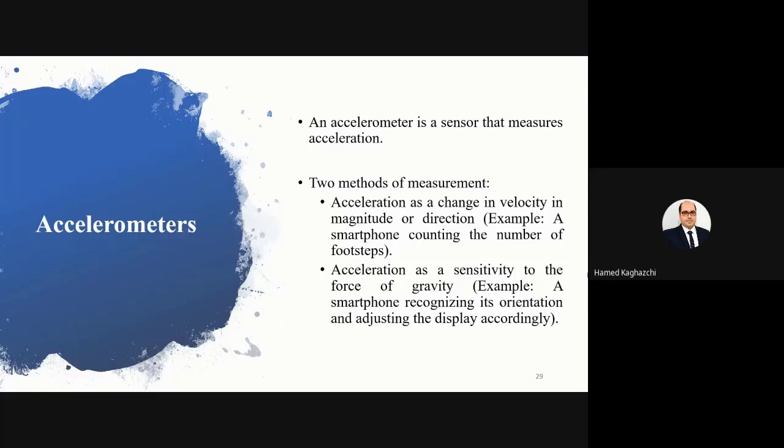Another method is measuring the force of gravity. In fact, accelerometers are sensitive to the force of gravity. So, using this sensor in a smartphone, the orientation of the display can be determined. I will show you an image about this topic. So, the accelerometer has two tasks. The first one is counting footsteps, and the second one is detecting the orientation of the display.